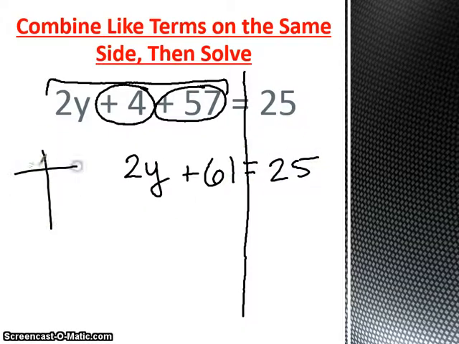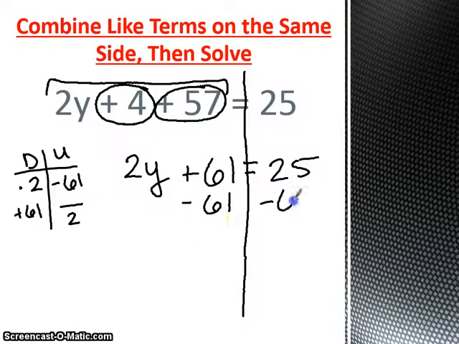Now we're at a two-step equation, so we'll do and undo. We'd have to multiply y by 2 and then add 61. So we have to subtract 61 to get rid of the constant and divide by 2 to create a coefficient of 1. So subtract 61 from each side.